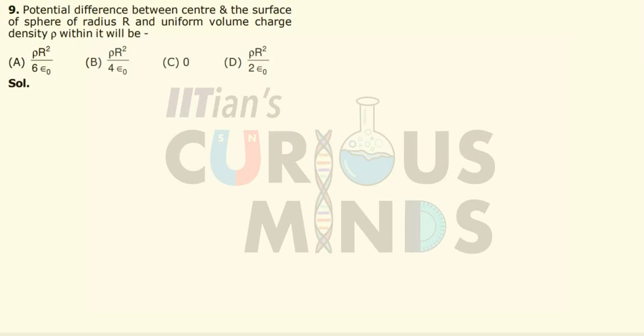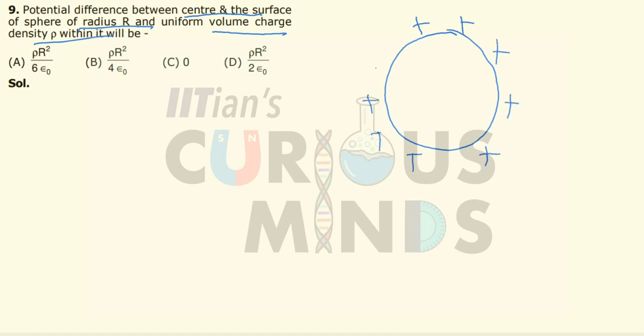Potential difference between the center and the surface of a sphere of radius r and uniform volume charge density rho within it will be equal to. Now if I consider a sphere, the charges are on the surface of the sphere as well as inside it, because now the charges are distributed uniformly as per the volume.